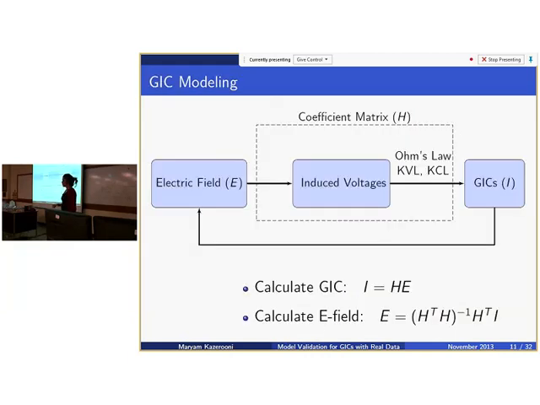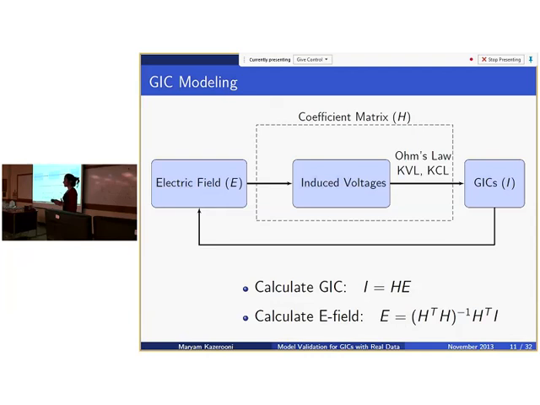For bigger networks, we use the same idea. Again, we have the electric field. We integrate it over the lines to get the induced voltages. Once we have the induced voltages, it's like we have a network with a bunch of DC voltage sources and a bunch of resistors. So we use basic rules like Ohm's law, KVL, and KCL to calculate the GICs.